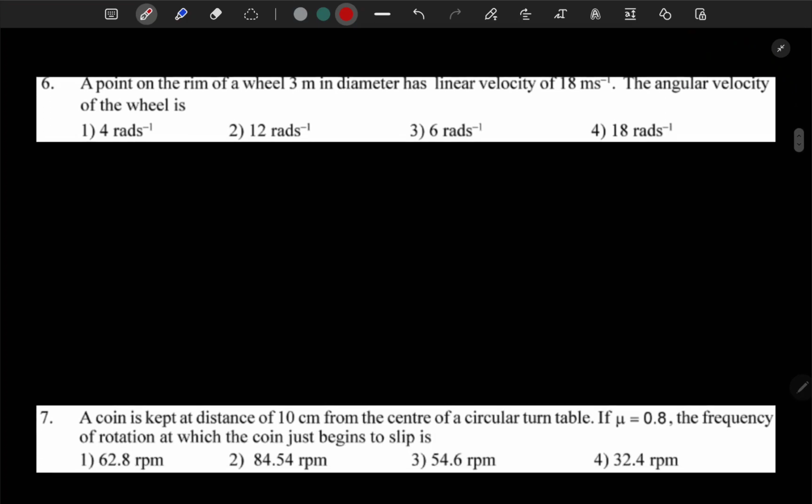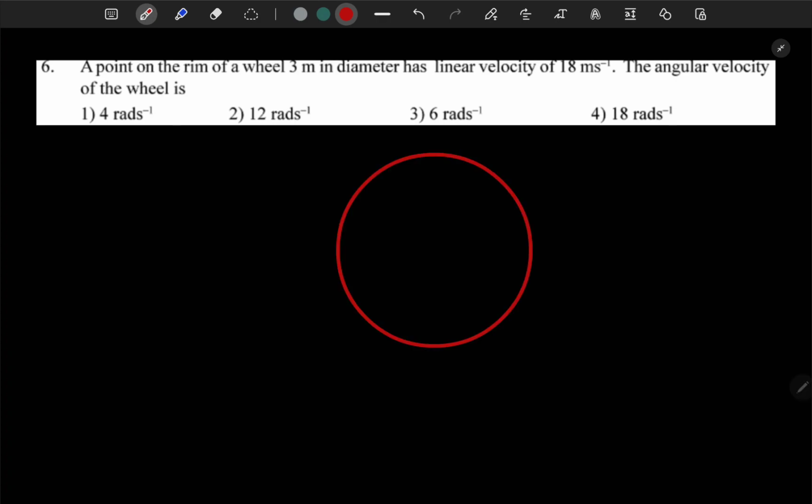Let us move on to question number 6. A point on the rim of a wheel. Let's draw the wheel first. So here is the wheel, and there is a point on the rim of the wheel. This is the rim. The wheel is 3 meter in diameter. So the diameter is 3, and the radius would be 3 by 2 meters. It has a linear velocity, which is tangential to this one, v.